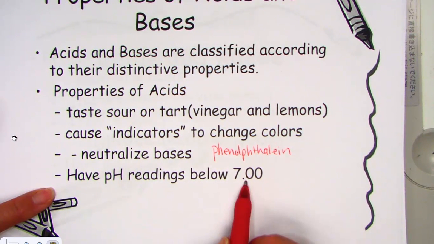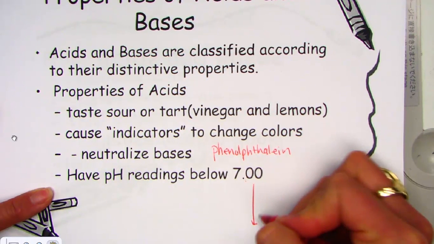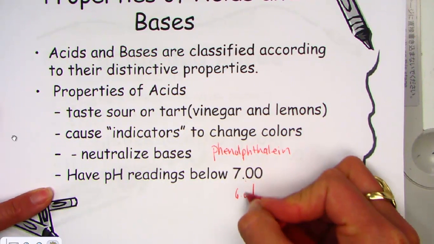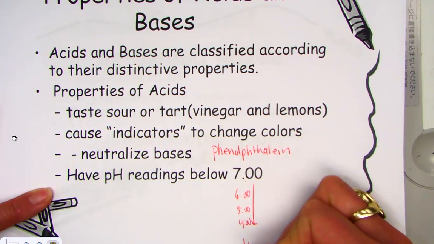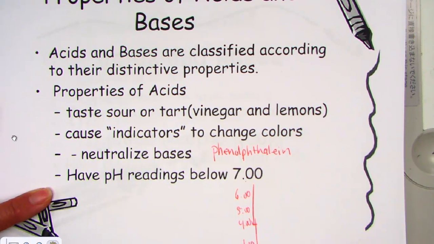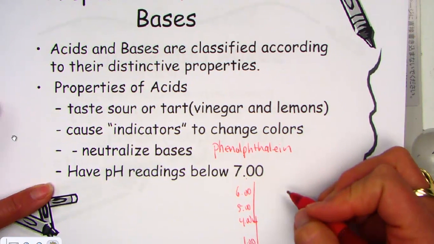Acids have pH readings below 7. There is much more to come on the pH scale, but we'll understand that 7.00 is exactly a neutral solution, and as the pH climbs down to a lower and lower number, all the way down to a pH of technically 0, the solution becomes more and more acidic.